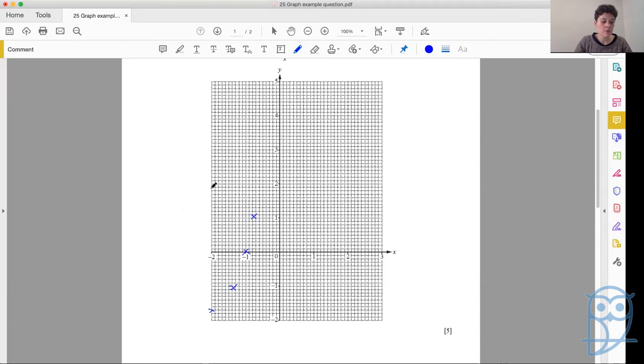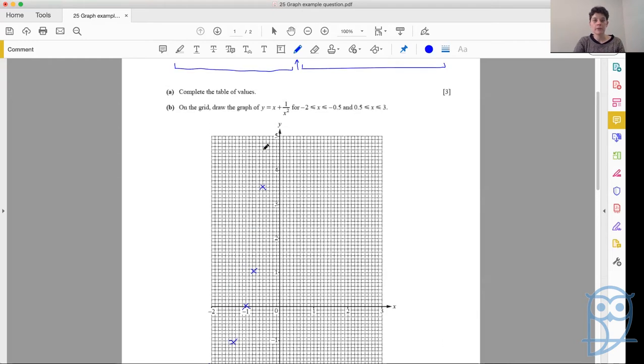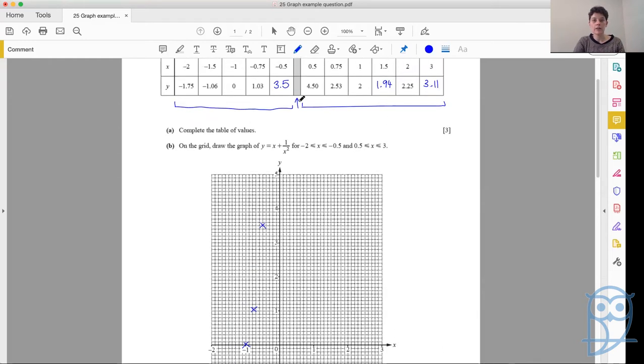Then our last one, minus 0.5, was our calculated value of 3.5. So 3, 0.1, 0.2, 0.3, 0.4, 0.5. So there is our minus 0.5 and 3.5. We had that discontinuity gap. Remember our nice gray bar here.